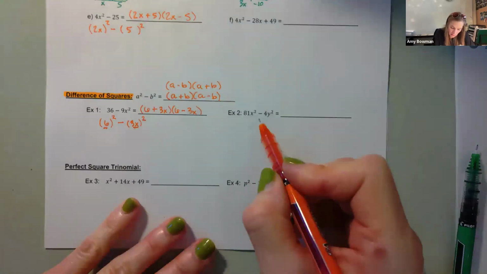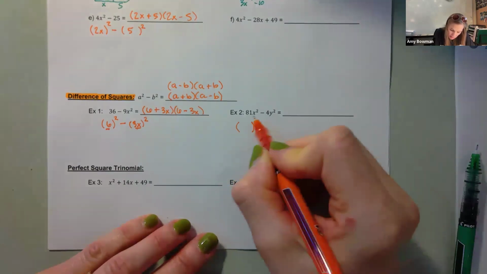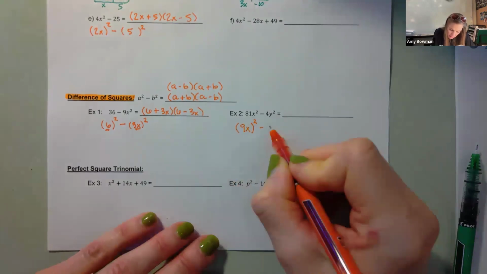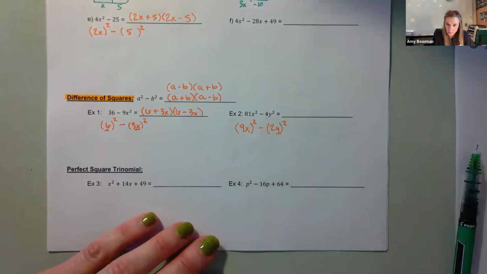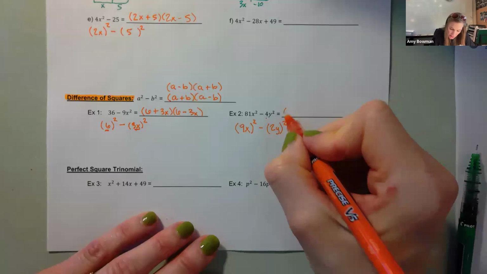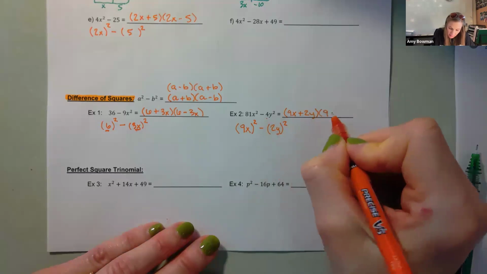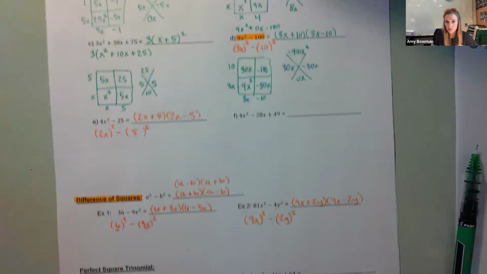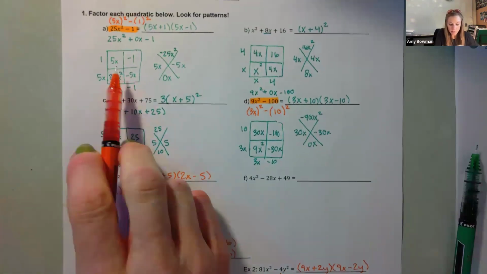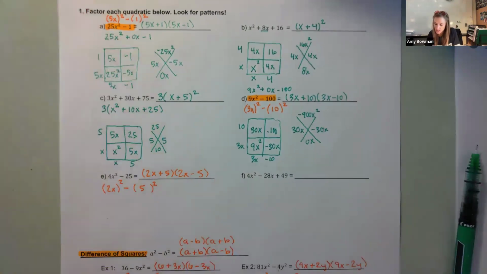We'll do this last one really quick. What am I squaring to get 81x squared? That would be 9x. And what are we squaring to get 4y squared? That would be 2y. So the factorization here is 9x plus 2y, 9x minus 2y. So that is difference of squares. Again, when you identify those, it will be a quick shortcut from having to rely on the area model and diamond. The next one is the perfect square trinomial.